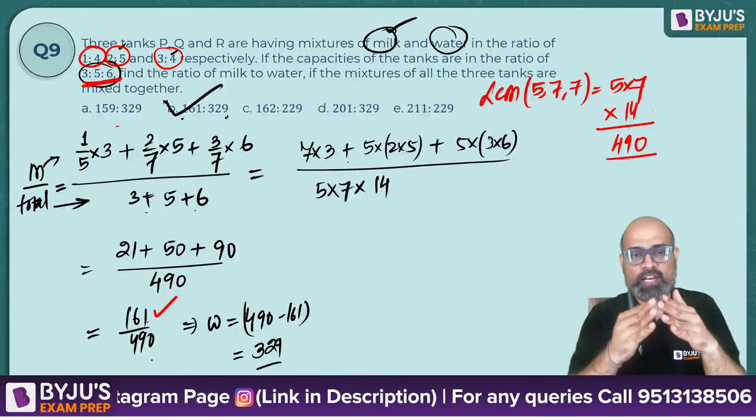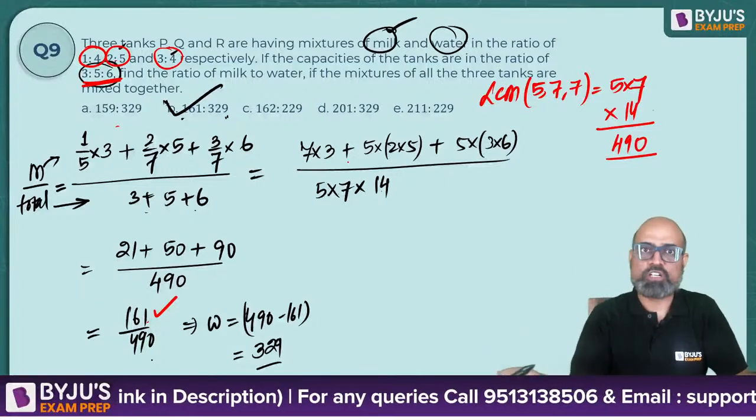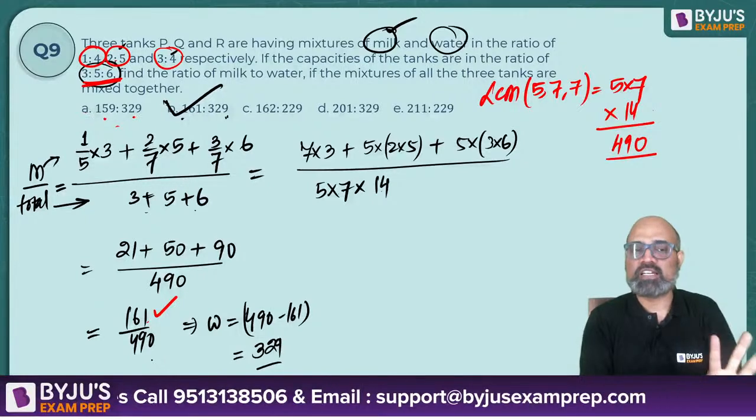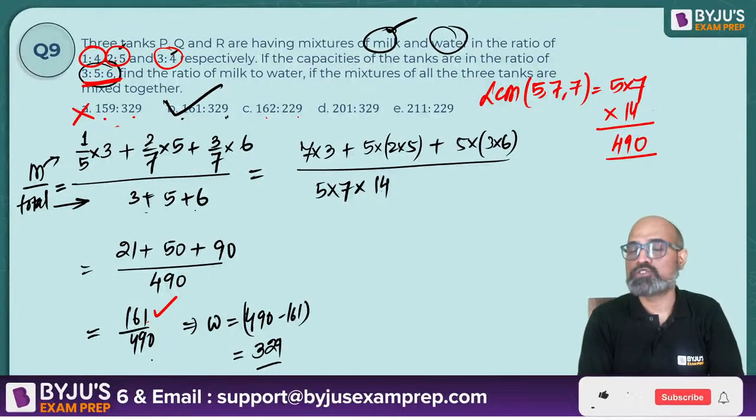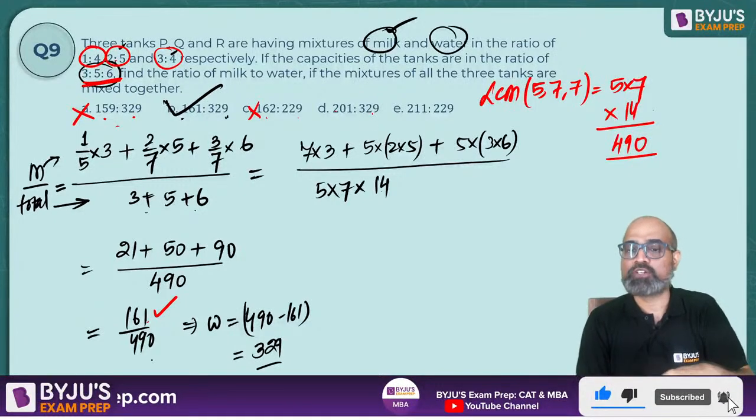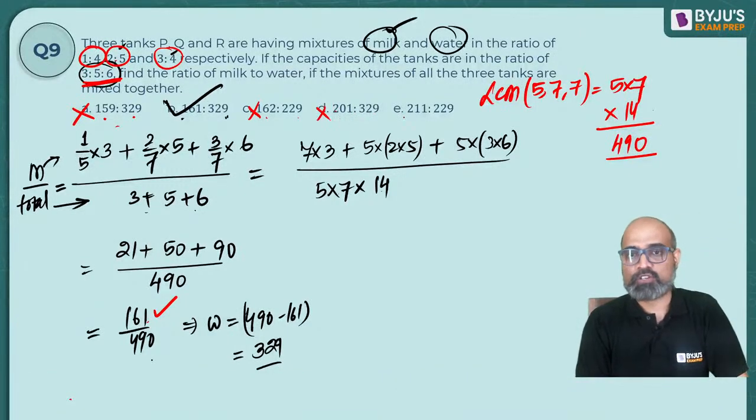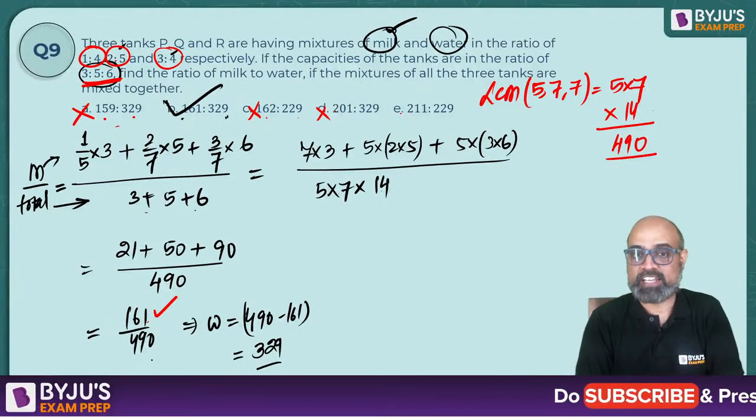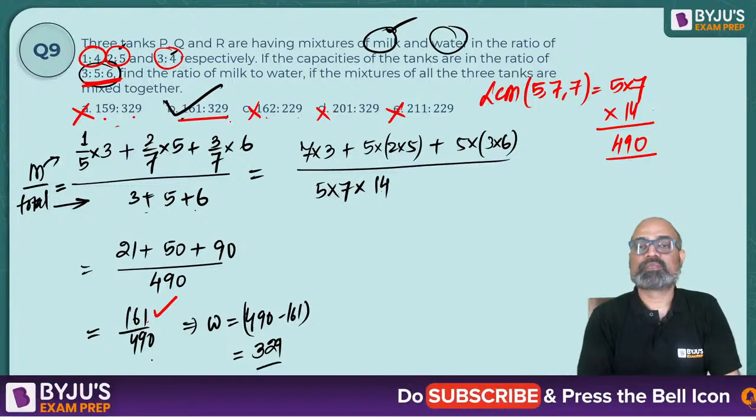सोचो 490 में से अगर कुछ मिल्क है तो बचा हुआ वाटर ही है ना. 159 plus 329 is not 490. 162 plus 229 ये तो 300 में ही है. 200 plus 329 ये तो 500 क्रॉस कर गया. 211 and 229, this is going to be 440 and not 490. So the only option is B.